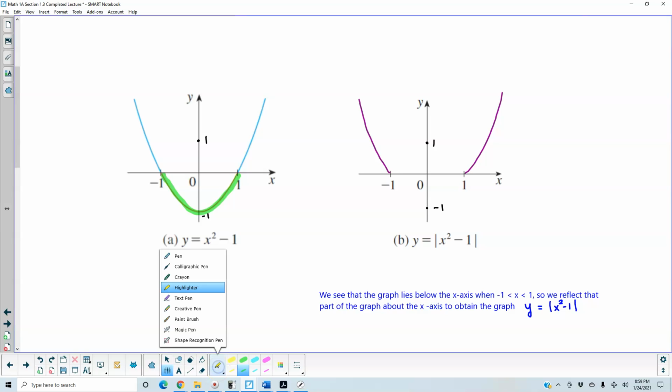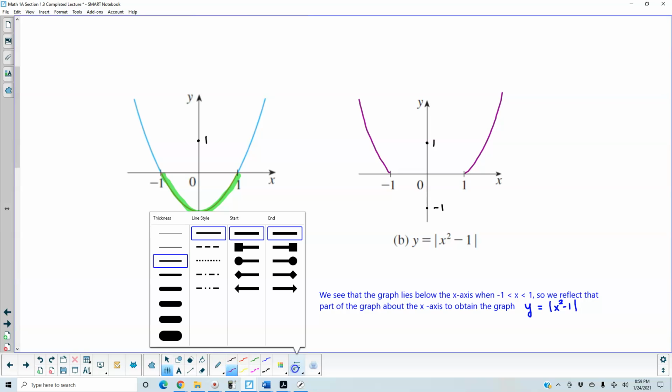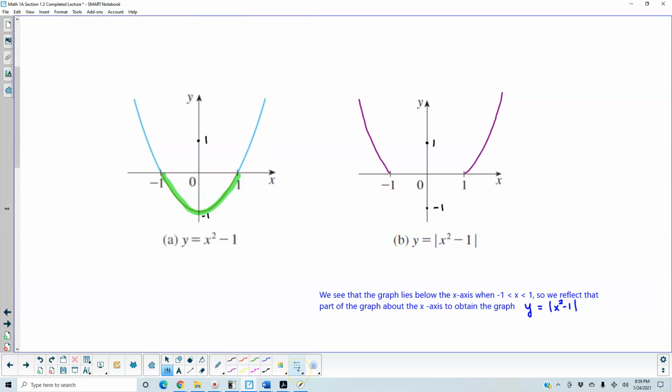So what that means is if we have to reflect it about the x-axis, then that part is now reflected towards here, which now goes through positive 1. And therefore, there is our graph of y is equal to the absolute value of x squared minus 1.